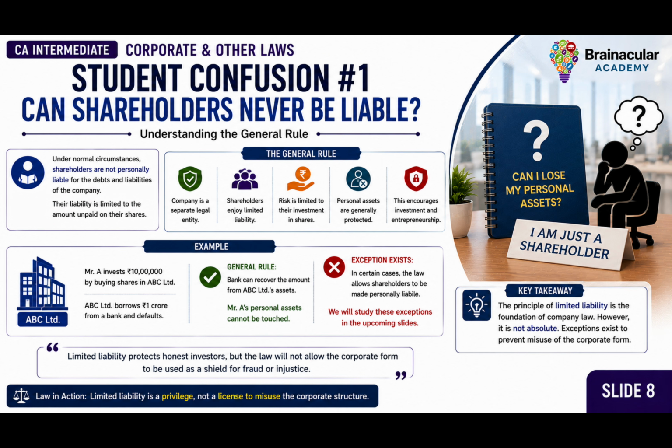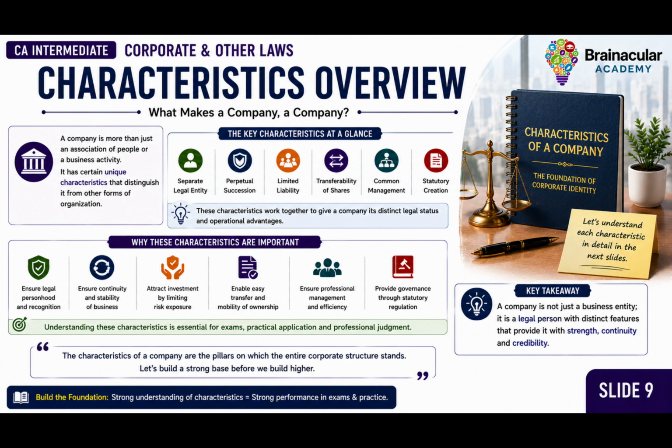From this, we'll move to section 3, which is characteristics of a company. So there are 6 characteristics. Each one flows logically from the concept of separate legal entity. So learn what each means, and more importantly, why the law designed in this way. First, we'll go with separate legal entity.